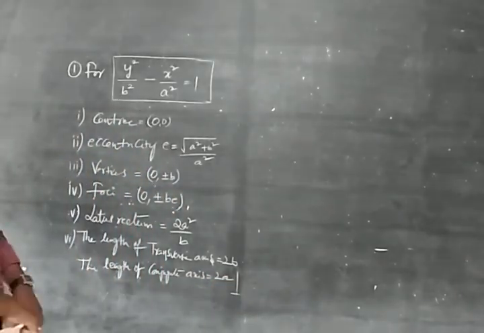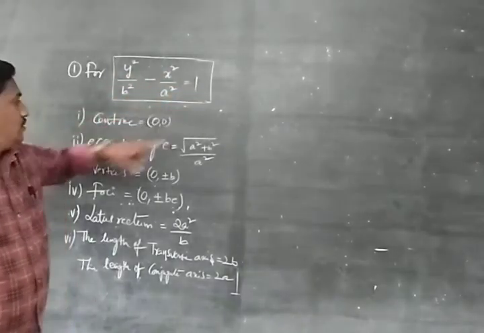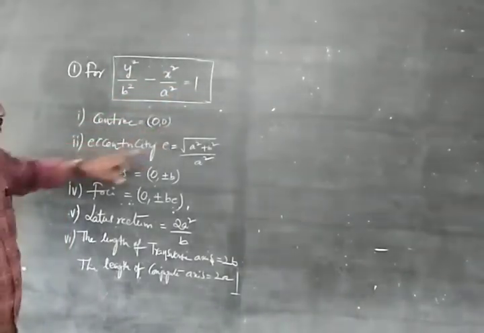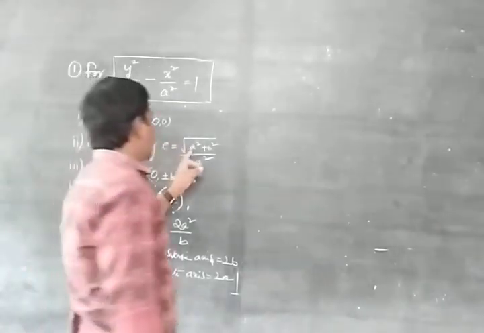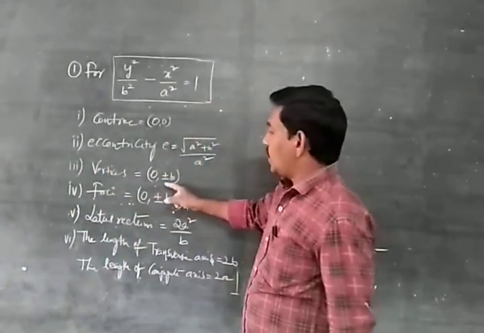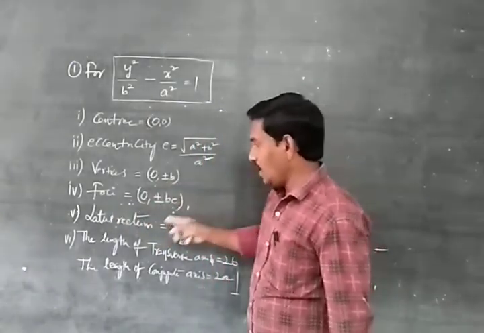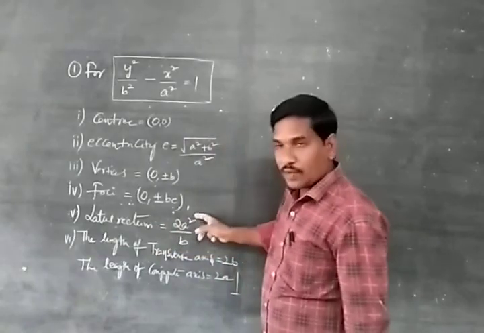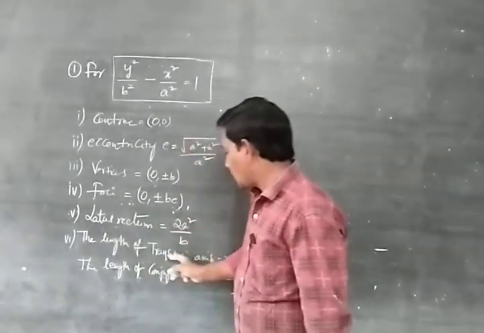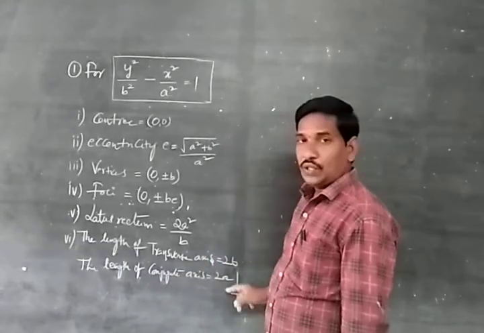Understand? So y square by b square minus x square by a square equal to 1. Center 0, 0. Eccentricity equal to root of a square plus b square by a square. Vertices 0, plus or minus b. Foci 0, plus or minus be. Latus rectum 2a square by b. And the length of the transverse axis 2b, and the length of conjugate axis equal to 2a.